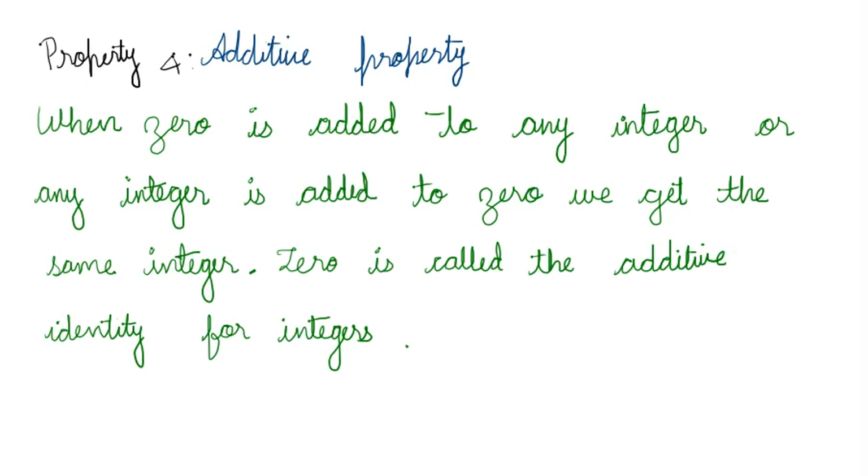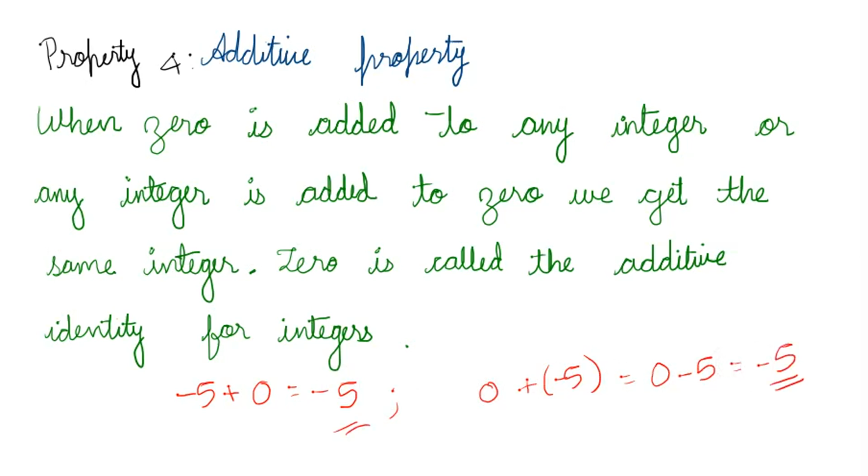Let's see an example. Suppose we have minus 5 plus 0, then our answer is minus 5. Or suppose you have 0 plus minus 5, then plus into minus is minus, and 0 minus 5 is again minus 5.